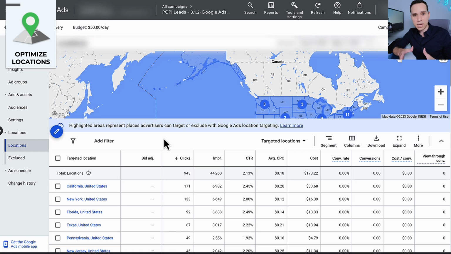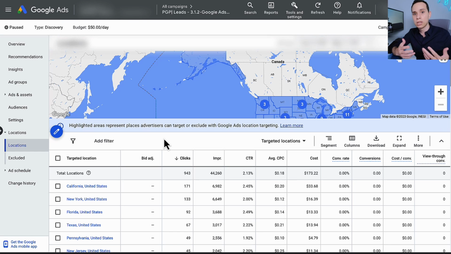Now, depending upon your type of business, this next one may or may not be all that important, and that's going to be location optimization. So if you are a brick and mortar or you're servicing a specific geographical area, this is really important. If you're doing just general online services or e-commerce, probably not going to matter as much. But anyway, let's go ahead and jump into another campaign example.